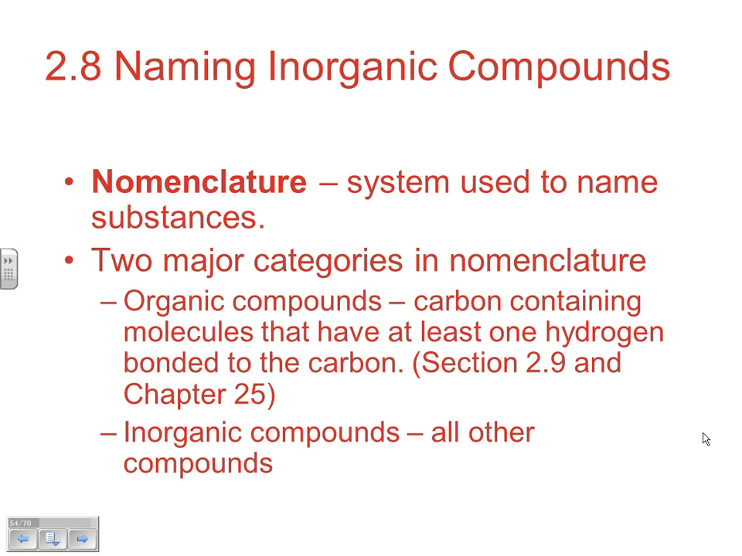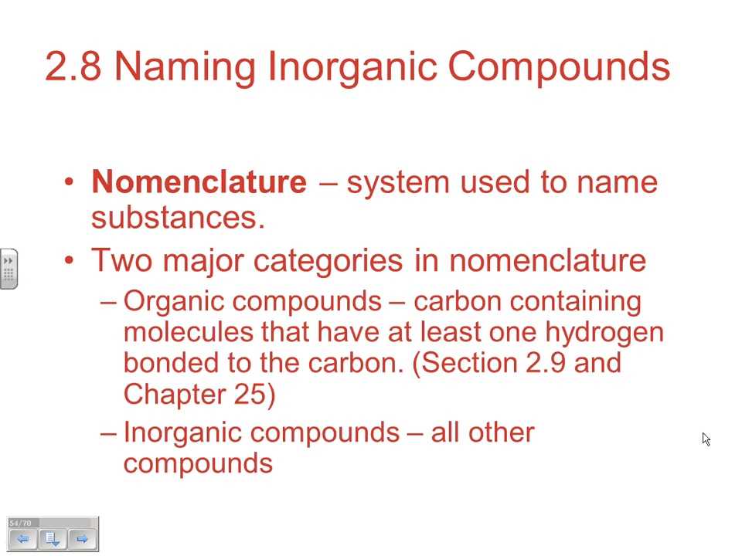Now, nomenclature is our system used to name substances, and there are 2 major categories in nomenclature. Organic compounds, which are carbon-containing molecules that have at least 1 hydrogen stuck to the carbon, and we're going to talk briefly about this in 2.9. This is the only thing in all of these first 3 chapters that's actually going to be new. Everything else is going to be a repeat from last year. And then in chapter 25, we're going to get some more. That'll come in first semester, but not yet.